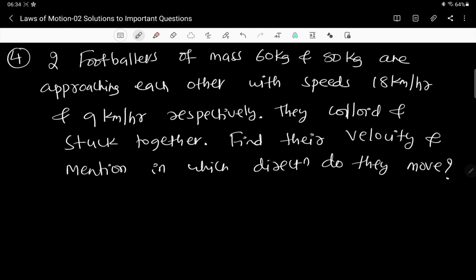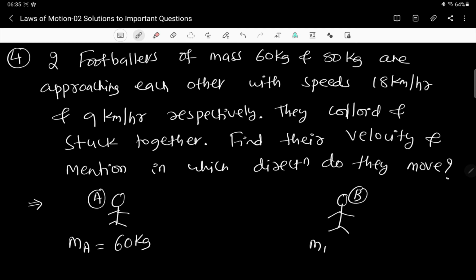Okay, so let us look at this question. Now one football player is there. Let me call him football player A. His mass ma is 60 kg. And there is one more football player, let me call him B. His mass mb is 80 kg. Now they are approaching each other, they come to a point here, and they collide. Let me show it here.